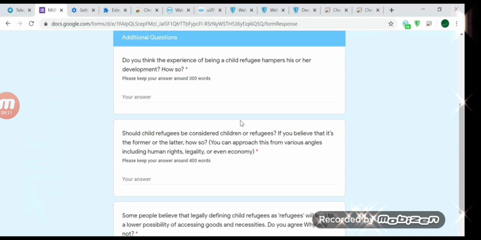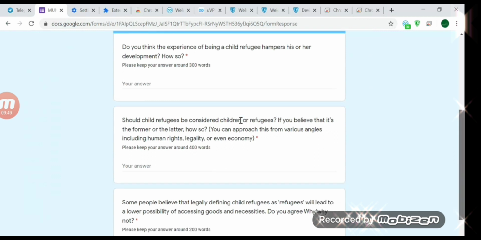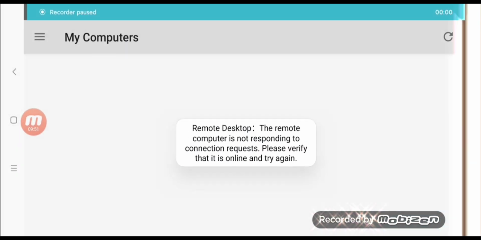So you have to write this essay up to 300 words. And they have another essay which is, should child refugees be considered children or refugees? If you believe that it's the former or the latter, how so? You can approach this from various angles, including human rights, legality, and even economy. And the third thing is, some people believe that legally defining child refugees as refugees will lead to a lower possibility of accessing goods and necessities. Do you agree? Why or why not? It's up to 200 words. This one is 400 words, and this one is 300 words.